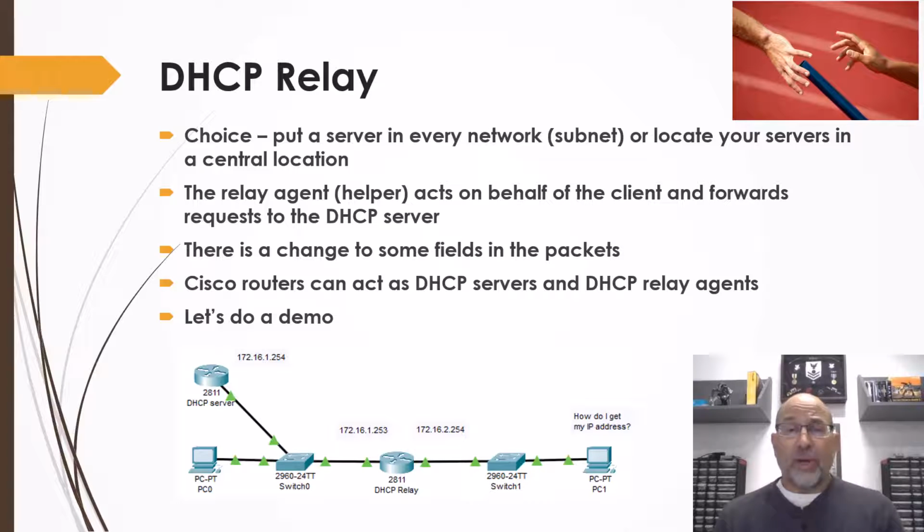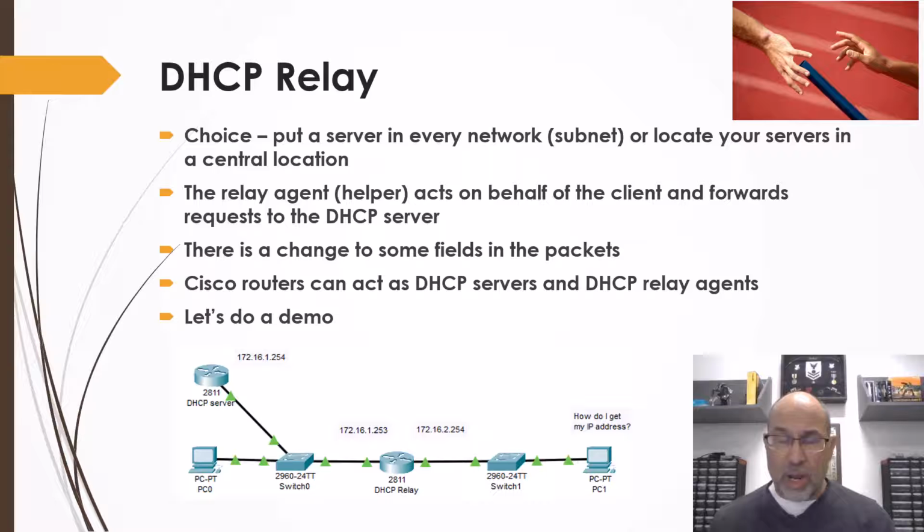Now, another fun thing is that in addition to acting as a DHCP relay agent, you can actually build a DHCP server on a Cisco router. So instead of sending it to a virtual machine or a hardware box that's configured as a DHCP server, you can just use a router as your DHCP server.